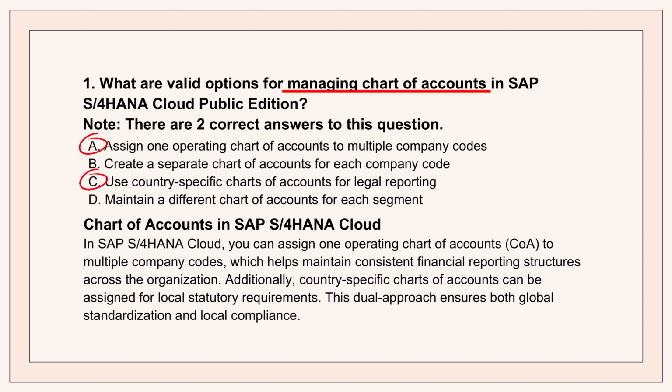A translation layer. Interesting. You keep your internal consistency, but you can map those accounts to the specific formats needed by, say, the German tax authorities or the French ones or whoever. It just avoids a ton of headaches and keeps you compliant locally. Fascinating how the system accommodates both needs.